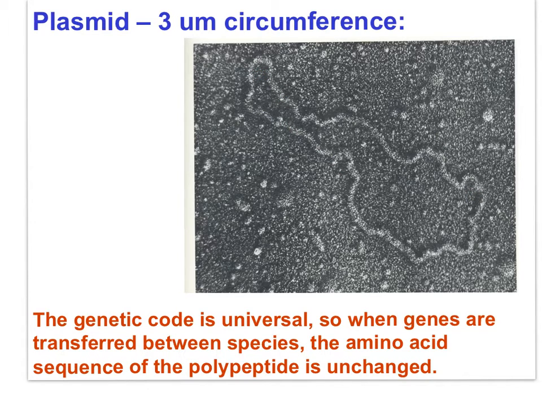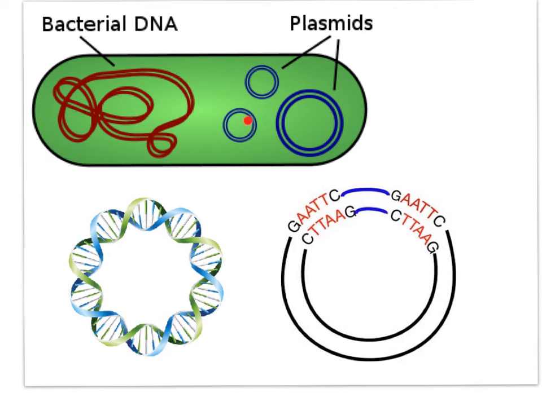The genes of one organism can be successfully inserted into the genome of another because the genetic code is universal with minor exceptions. When genes are transferred between species, the amino acid sequence of the polypeptide is unchanged. Plasmids, seen here, can replicate independently of the primary bacterial chromosome. Plasmids are circular rings of DNA without histone proteins.